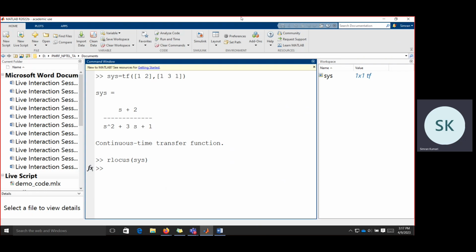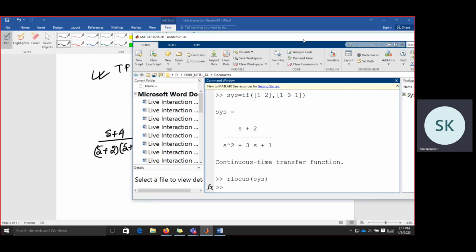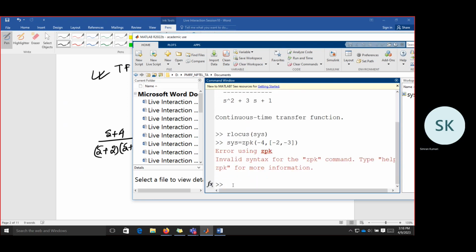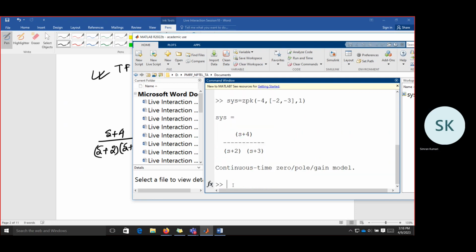Let us see this one. So we have a system which is zpk of minus 4, with poles at minus 2 and minus 3, and gain again equal to 1. Okay, so this is the first system, and then we have a system with delay.